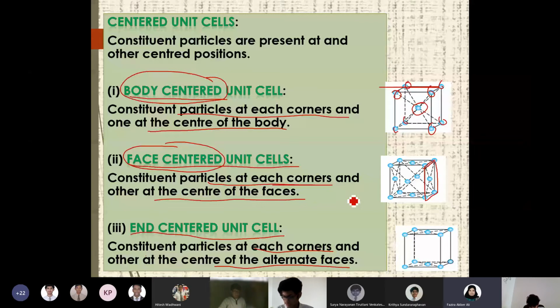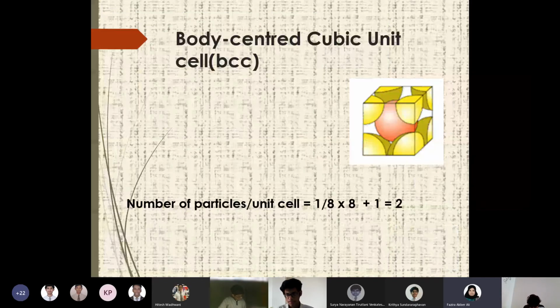Ma'am, after seeing the video and seeing end-centered, I'm guessing that there are 2 particles for an end-centered unit. End-centered, okay, we will do, don't worry. We will discuss one by one, okay. Let's do it first for the body-centered.